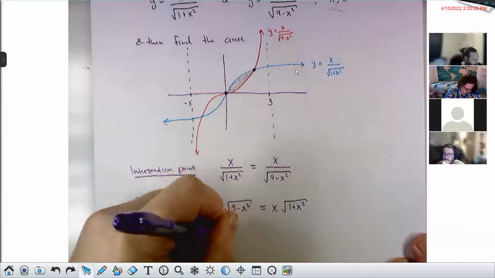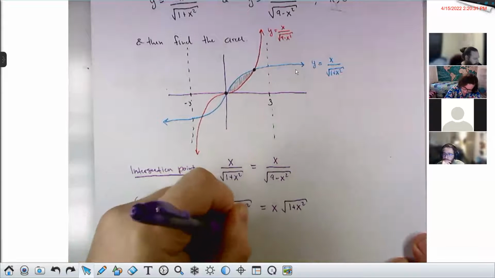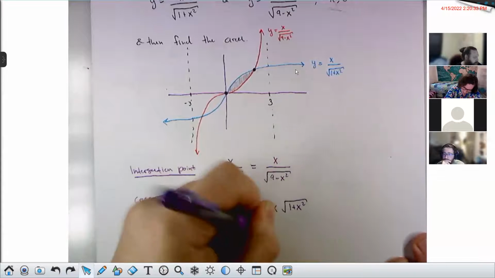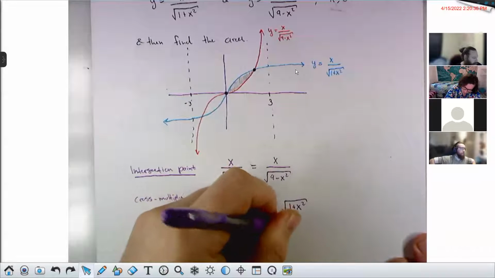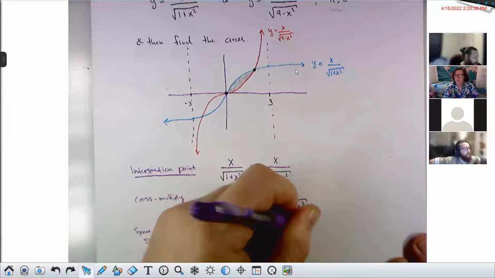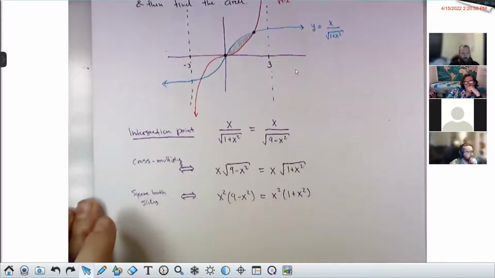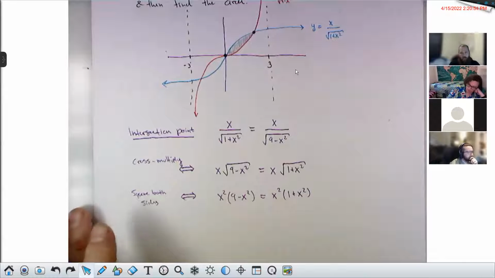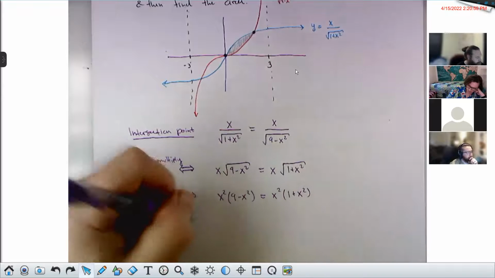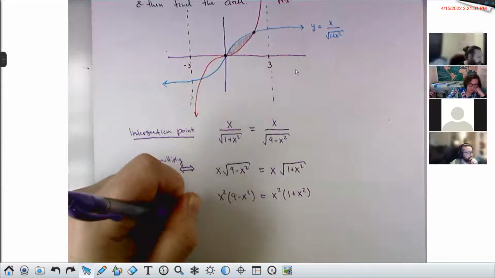And this will become x squared times 9 minus x squared equals x squared times 1 plus x squared. When you square the x's, they become x squareds. When you square the square roots, the root vanishes, but nothing happens inside. Now this is an equality between polynomials, and we know how to solve polynomial equations. You blow everything apart, pull it all to one side, and try to factor. So we're going to do that.